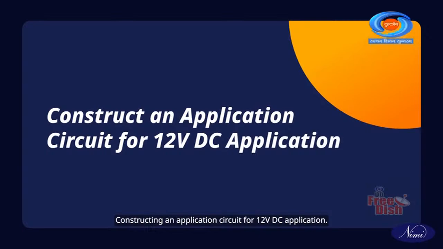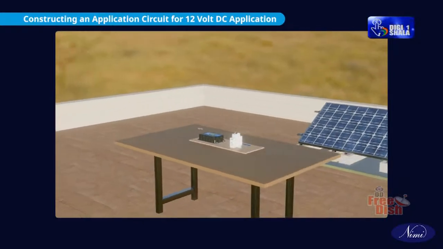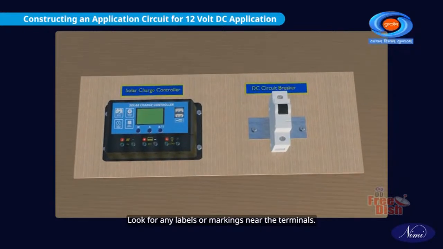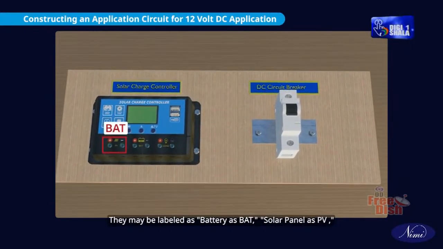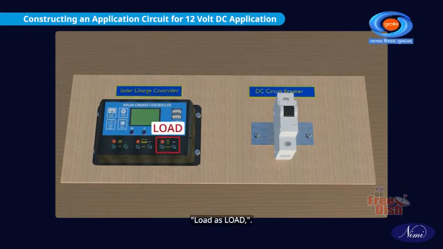Constructing an application circuit for 12 volt DC application. Identify the terminals on the solar panels. Look for any labels or markings near the terminals. They may be labeled battery as BAT, solar panel as PV, load as load.